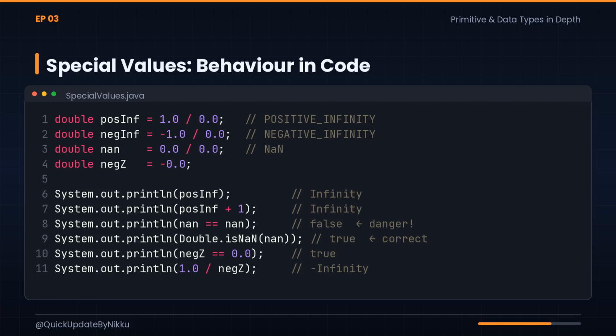These examples make the abstract rules concrete. Infinity plus any finite number remains infinity, demonstrating propagation. The NaN self-inequality is the single most common floating point bug. A value silently becomes NaN earlier in a computation, and every subsequent comparison returns false without any exception being thrown. Negative 0 is an even subtler curiosity. It compares equal to positive 0 in standard equality, yet dividing by it produces negative infinity, which can surprise you in edge cases involving logarithms or reciprocals.